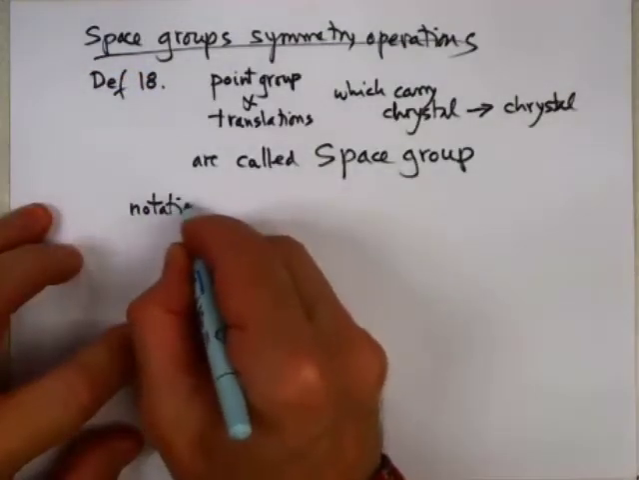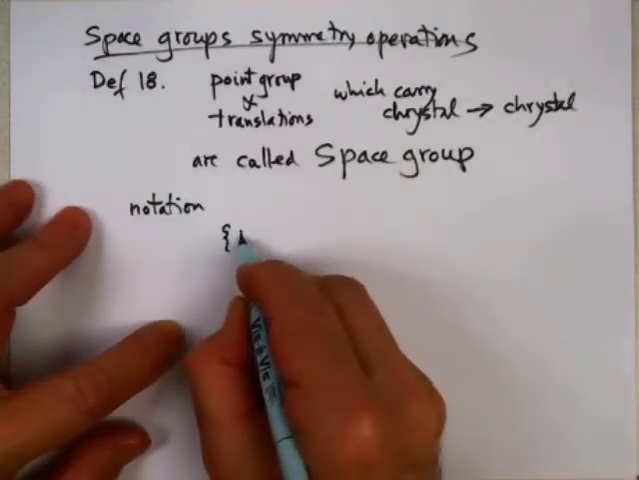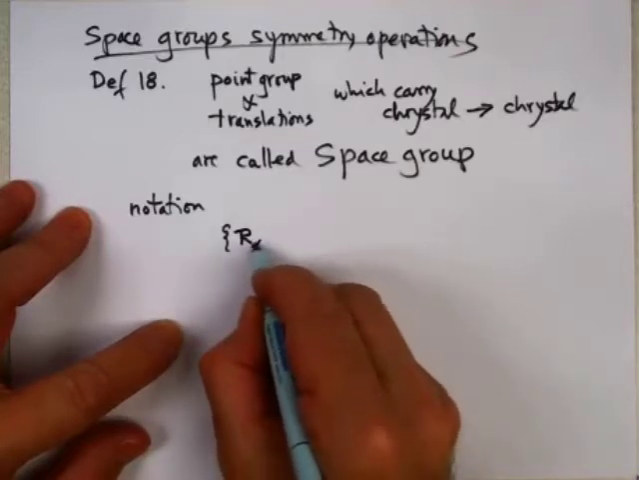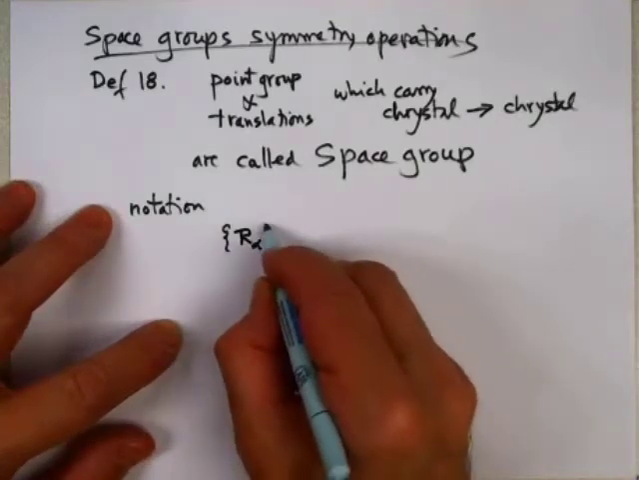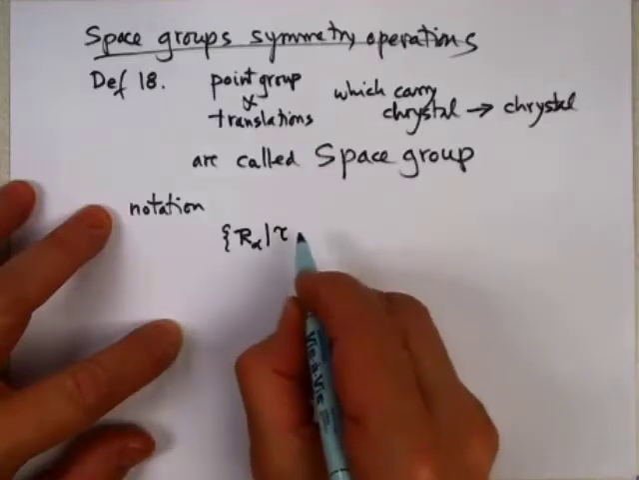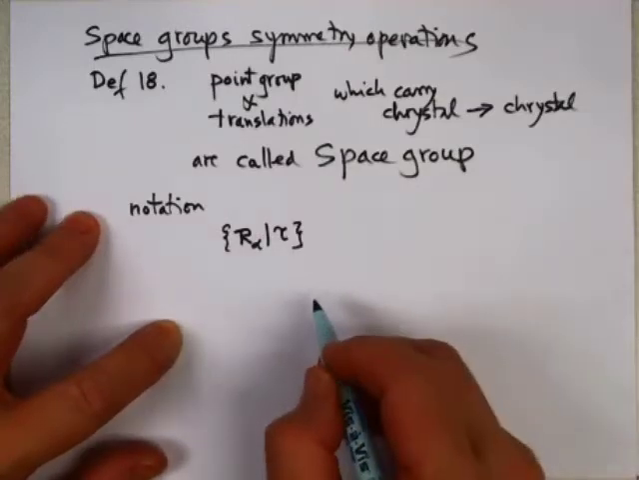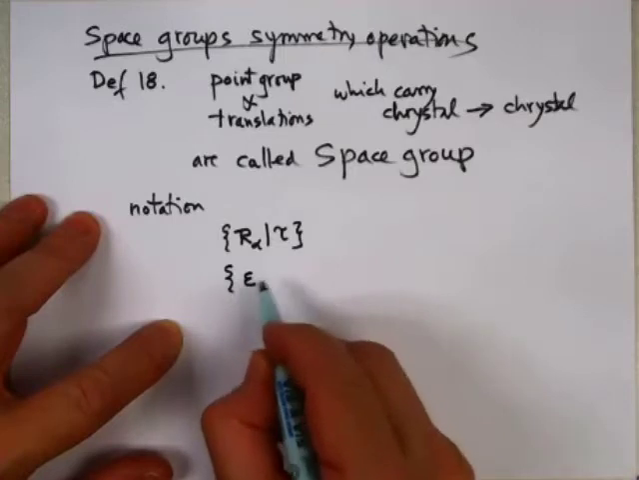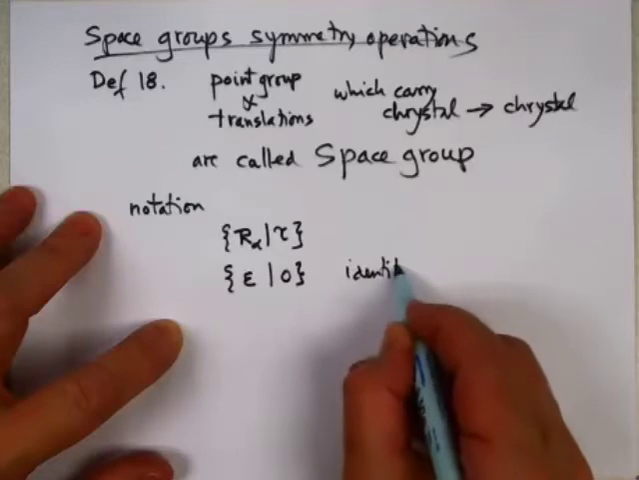A bit of notation again. Pretty standard in the subject. Rotation by some angle alpha, and translation by integer vector tau in units of the lattice spacing. This is a group element of our group, space group. If I don't rotate and I don't translate, that's the identity operation.